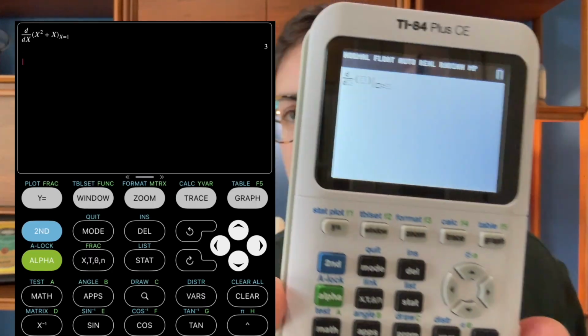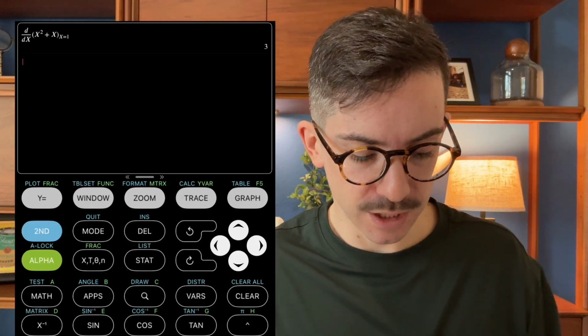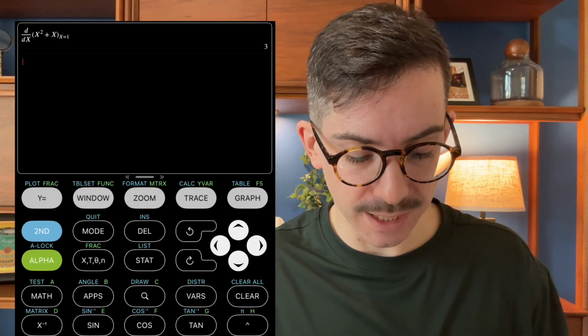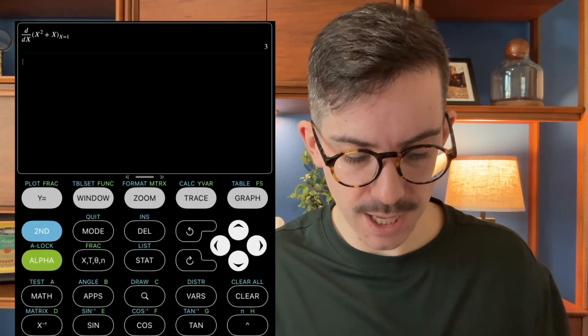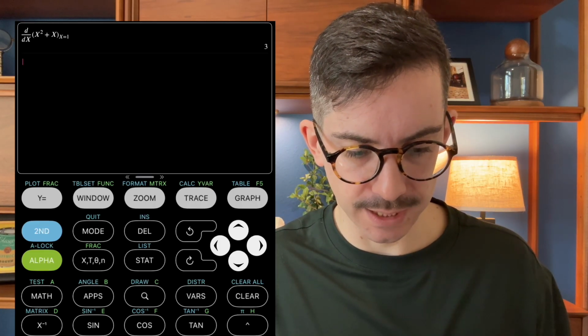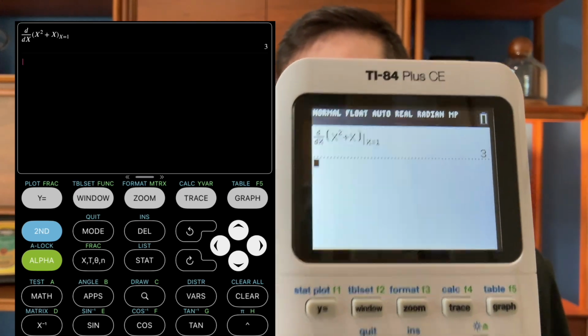You can see on your calculator, maybe, there's more boxes to fill in. Let's just check we get the same thing. So d by dx, I'm picking the variable I want to use. I'm taking the derivative of x squared plus x and evaluating at x equals 1. When I do that, I again get 3 as our answer.